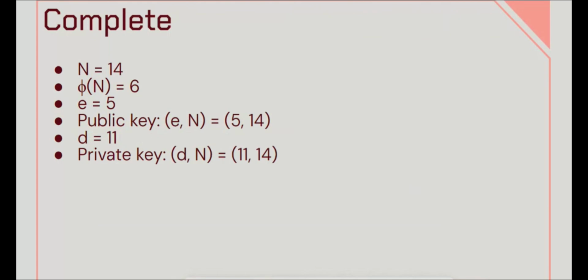Once that's done, we've finished the whole process, and our n is 14, which is the product of our 2 prime numbers, and then phi of n is the number of co-prime numbers to our product of the prime numbers. That will give us the encryption key from which we can make our public key, and then with the encryption key we can find the decryption key, which would give us the private key. And that's pretty much how the whole RSA encryption system works in a simplified manner.